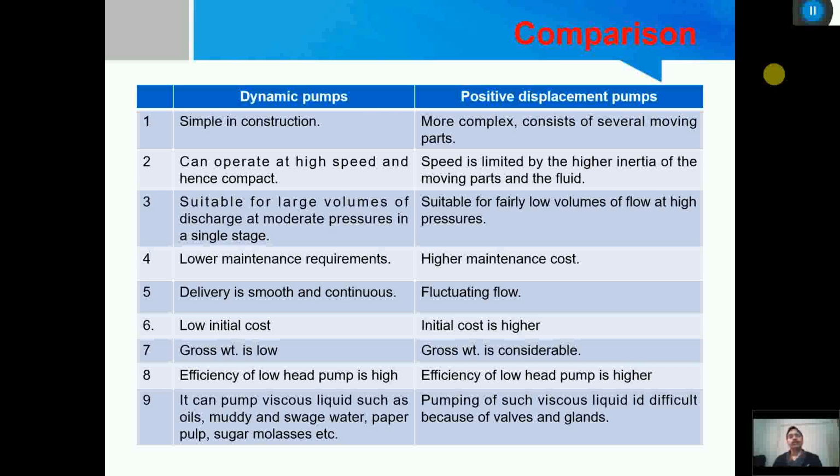Now see the difference between dynamic pump and positive displacement pump. Dynamic pump is mainly the centrifugal pump, and positive displacement pump is the reciprocating pump. The differences are very simple. First, it is simple in construction. The centrifugal pump is more complex, it can operate at high speed, so it is very compact in nature, whereas reciprocating pumps are limited in speed because of the higher inertia of the moving parts. Similarly, you can see these are some main differences. You can go through it.